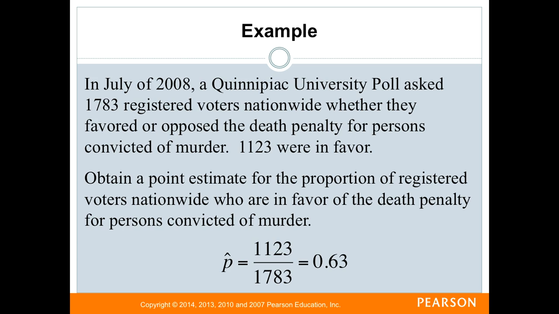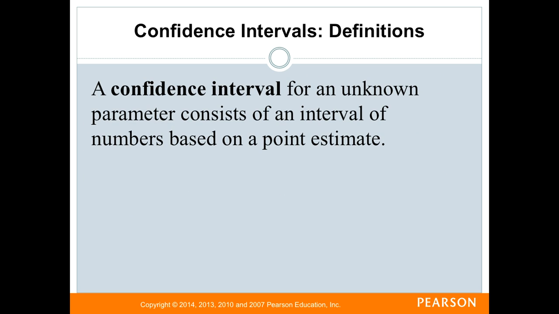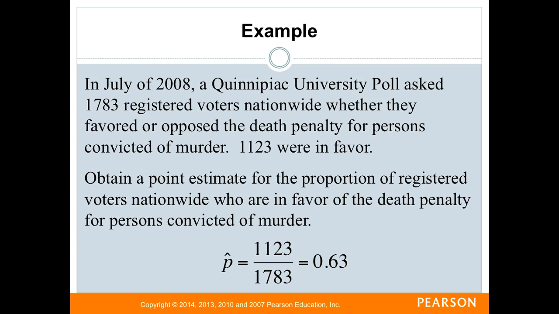And in order to find that, all we do is calculate p hat by taking what we're interested in, which is basically people who are in favor of the death penalty, so 1,123 people out of our total 1,783. And we get a p hat value of 0.63, or you could think about this as about 63%. This is just the same stuff from chapter 8, where we're finding our sample proportion.